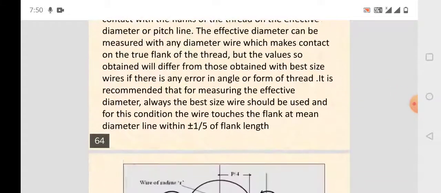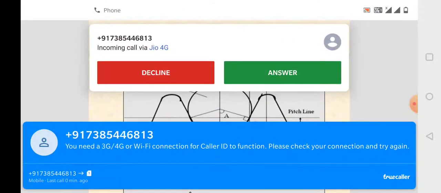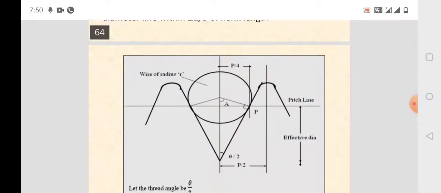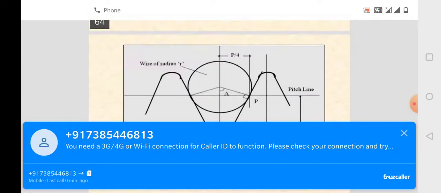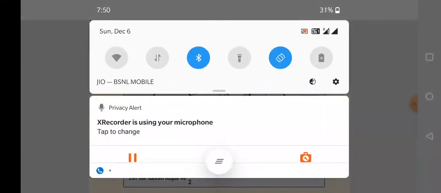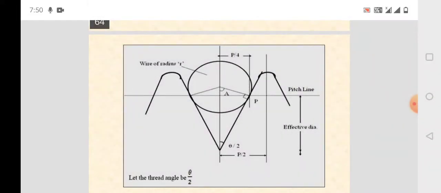The last one is the best wire method. What is the best wire method? The wire is of a diameter such that it touches at the pitch line. If we place this wire into the screw thread, it touches the pitch line, or the effective diameter. That wire is known as the best wire.